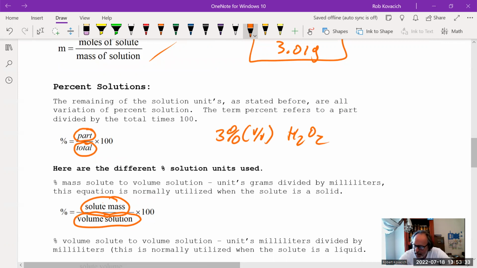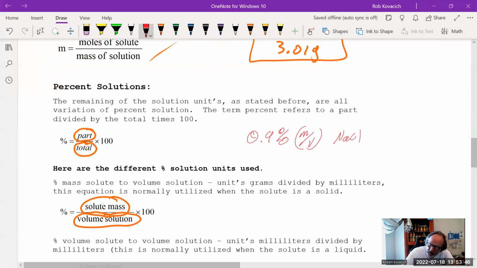All right, so a solution concentration that you might find would be 3% H2O2, which is hydrogen peroxide. You know what? I'm going to do that one second. We're going to do this one first. We're going to do 0.9% mass to volume NaCl. So that's actually an important value, 0.9%. That is the concentration of table salt in your blood.